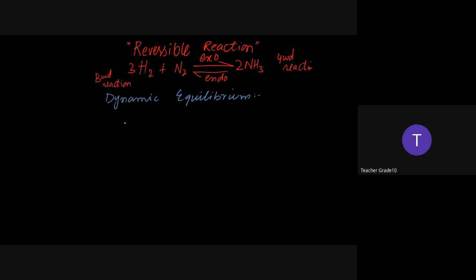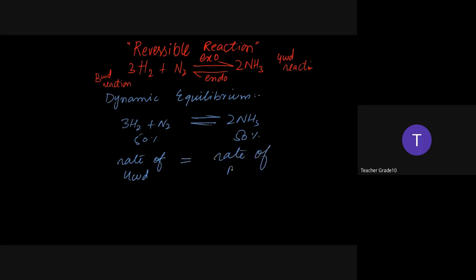For example, when we have reactant and product in a balanced condition, after the reaction it will be 50% and 50%. It is the balance of reaction, and it happens when the rate of forward reaction becomes equal to the rate of backward reaction. It will only happen when the rate of forward reaction becomes equal to the rate of backward reaction.